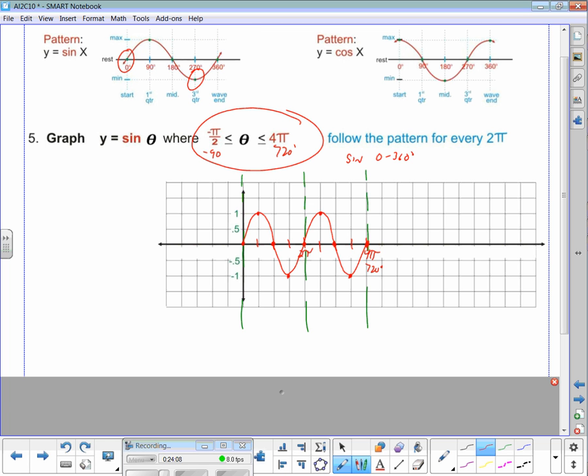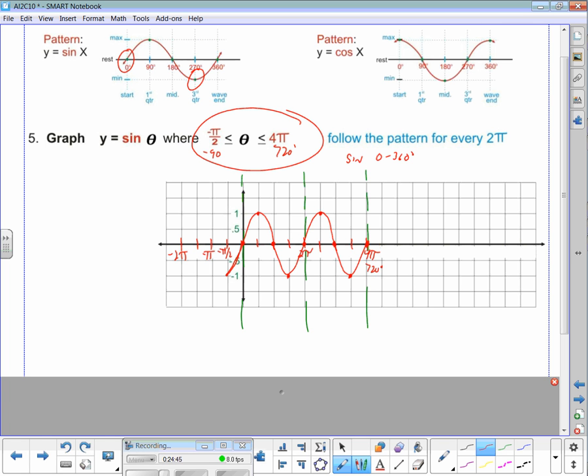How do I go backwards? Well, look, keep your same scale, right? So 1, 2, 3, 4. This would be negative 2 pi. Halfway would be negative pi. So a quarter is negative pi over 2, right? What would negative 90 be? Right to there. And there is the sine wave graph between negative pi over 2 and 4 pi.